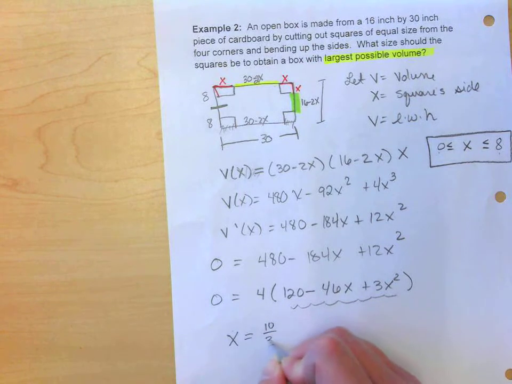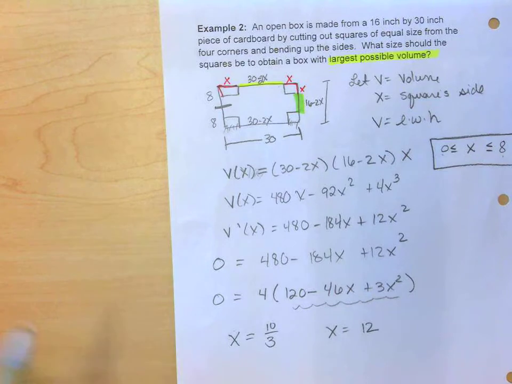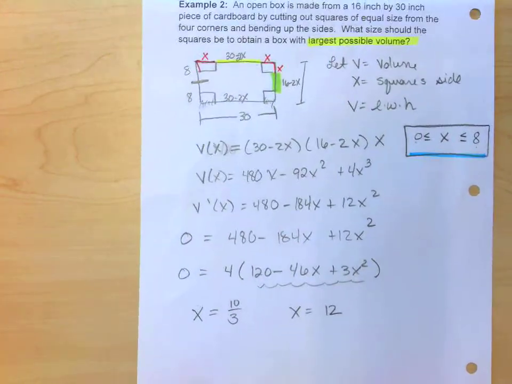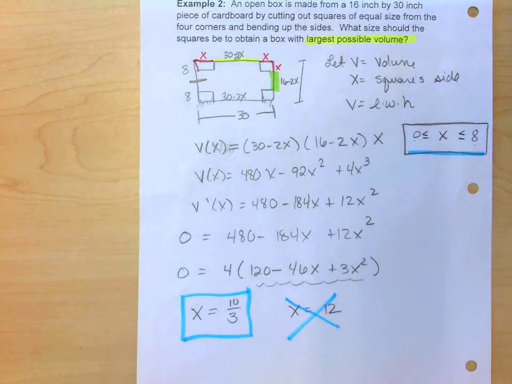We get these two values. Notice that our 12 is too big. It's outside our constraint of 8. We can only go up to 8. So I'm going to throw this one out. And the only usable x is going to be the 10/3.